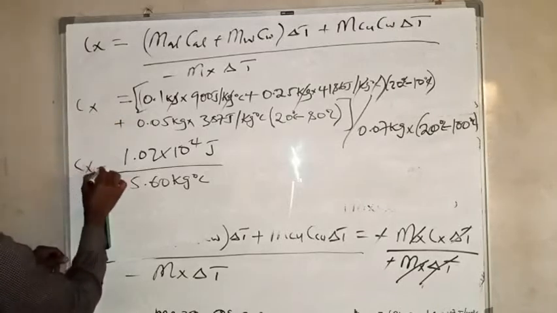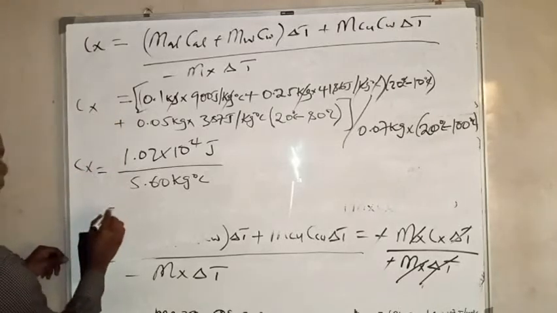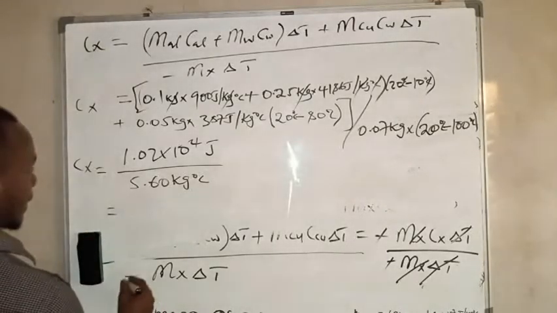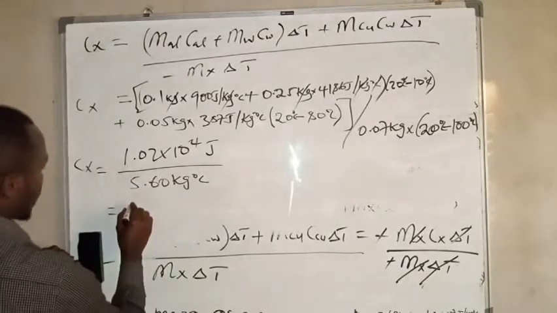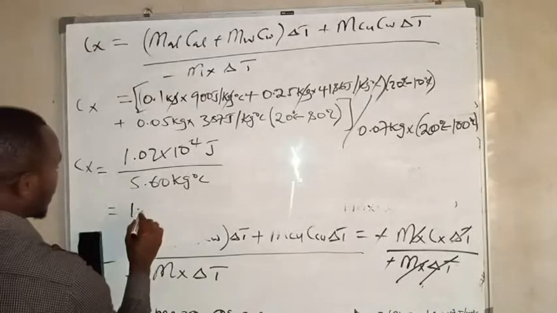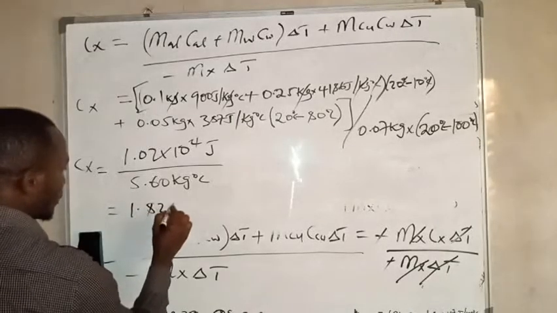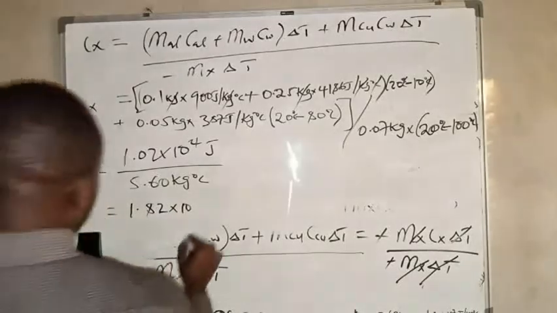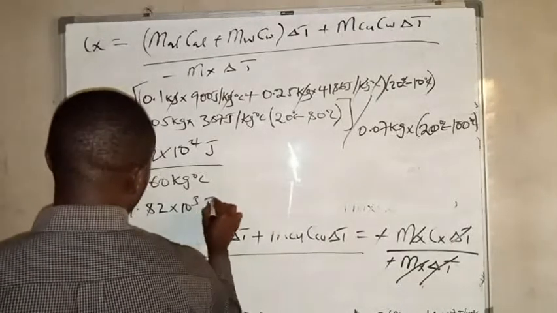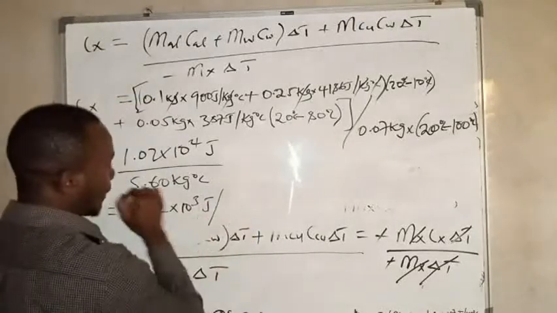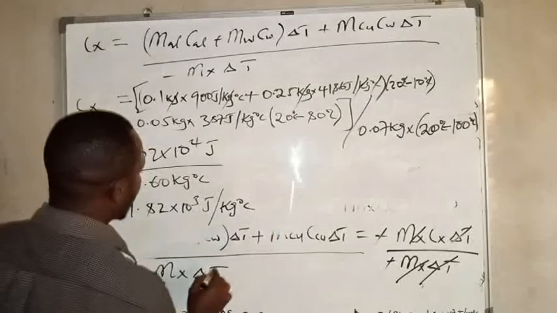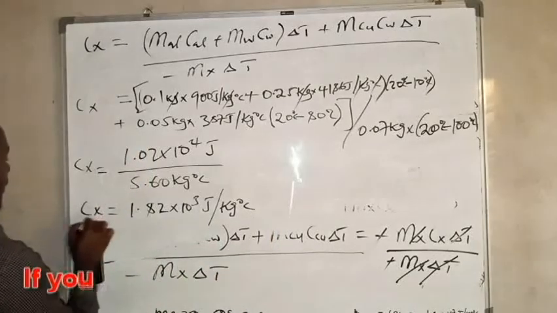So Cx will give us 1.82 times 10 to the power 3 joules per kg per degree Celsius. So this is the value for substance X.